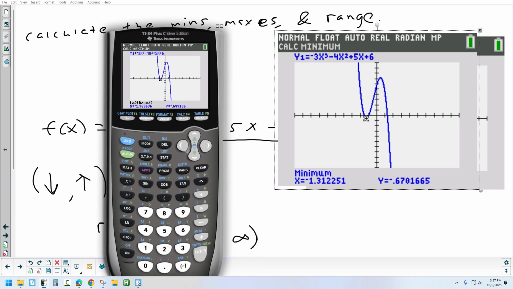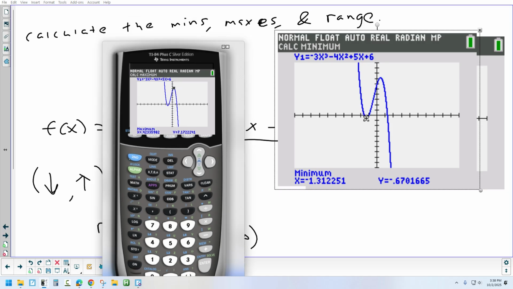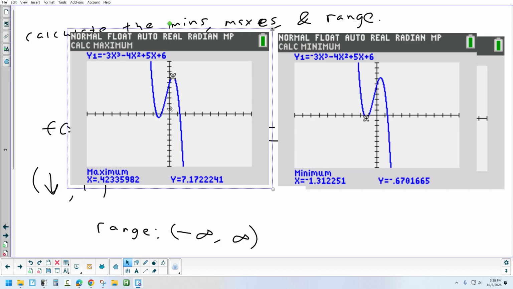So maximum. Go to the left. Go to the right. And do your guess. And the maximum is at 0.42. Now, what kinds of minimums and maximums are those? They're not the highest minimum. It's not like the highest value it ever hits, because this graph goes a lot higher than that y value right there. But we call that a local. Yeah, that's a local maximum and a local minimum.